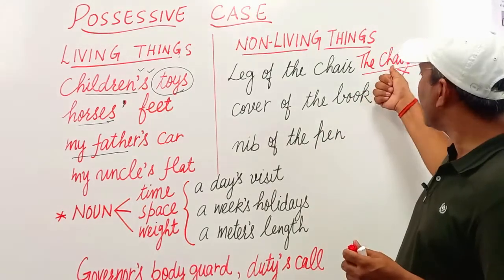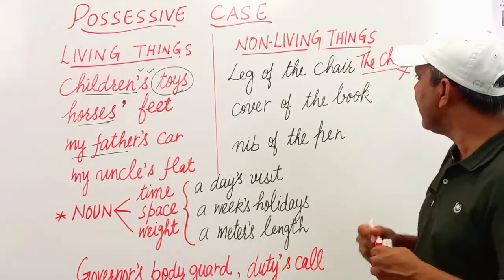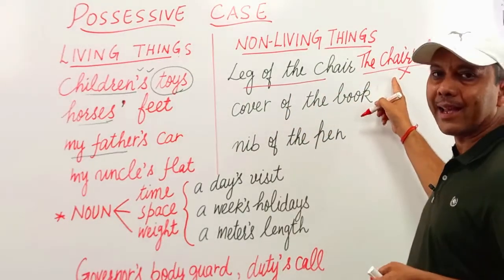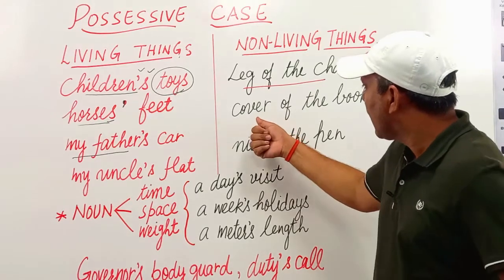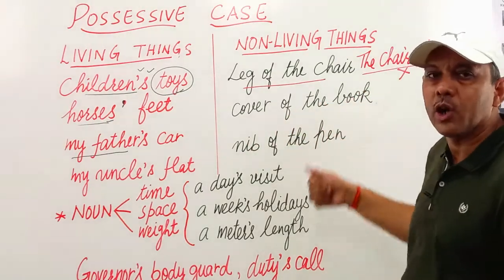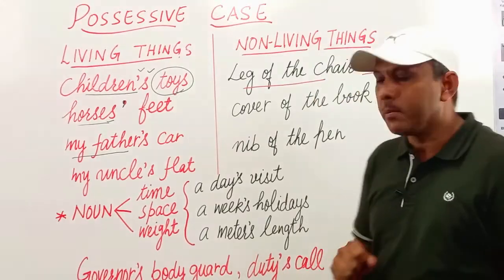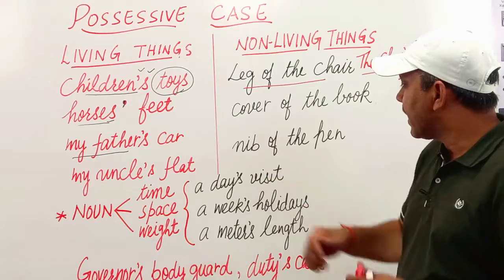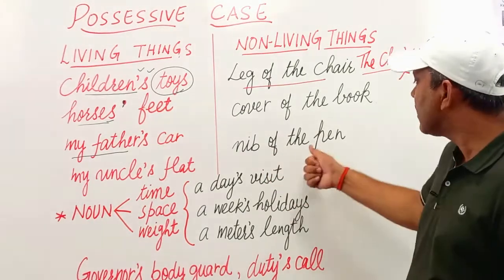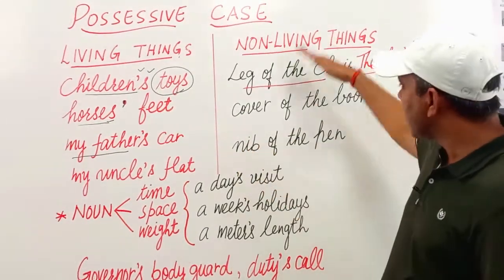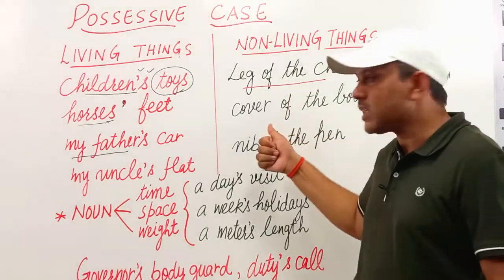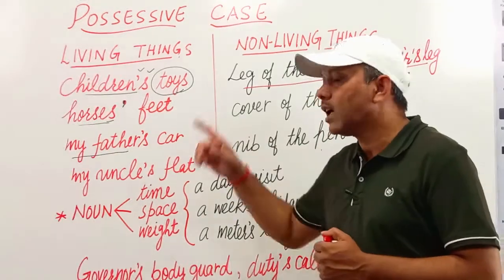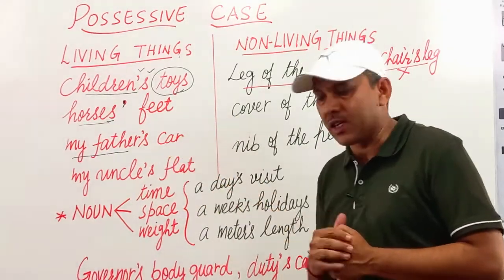In case of, because the chair is a non-living thing, here we shall say leg of the chair, not the chair's leg. In the same way, cover of the book, not the book's cover, because the book is a non-living thing. In the same way, nib of the pen, not the pen's nib. In case of non-living things, to show possession, we use of. In case of living things, we use apostrophe s to show possession.